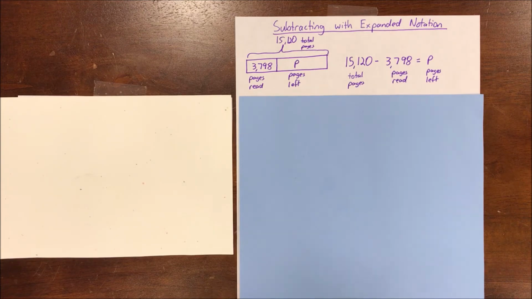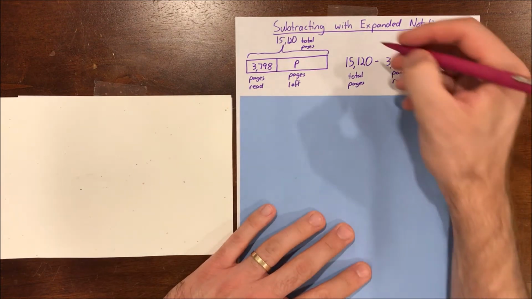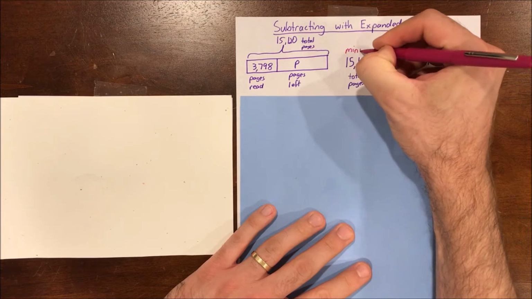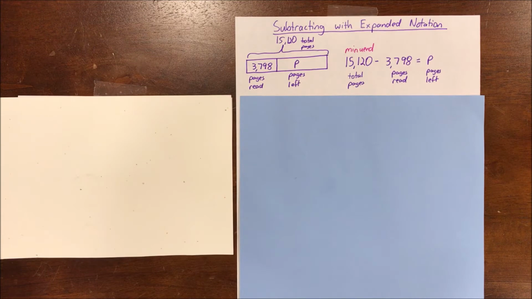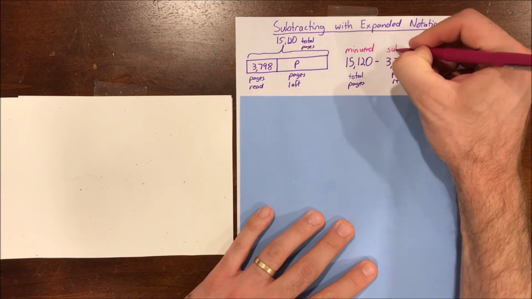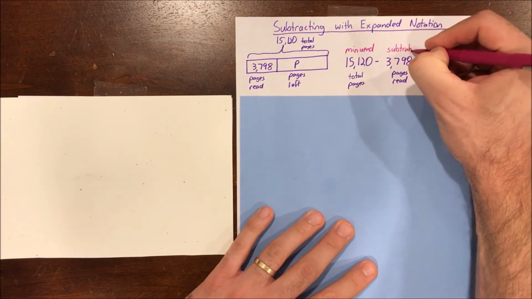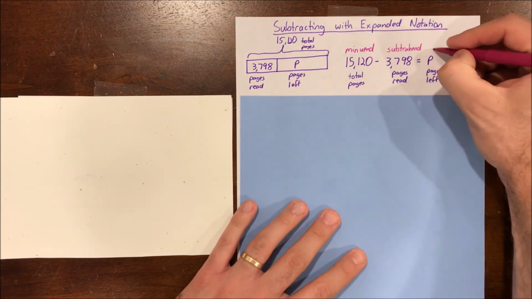Before we solve, we want to remind ourselves of some subtraction vocabulary. The number we subtract from is the minuend. In fourth grade, it's going to be the largest number, though that will not always be the case in later grades. The number we subtract is called the subtrahend. It's usually the smaller number. And then finally, the answer to a subtraction problem is called the difference.